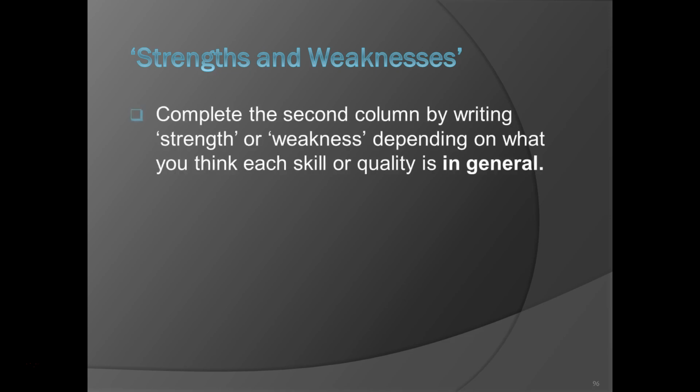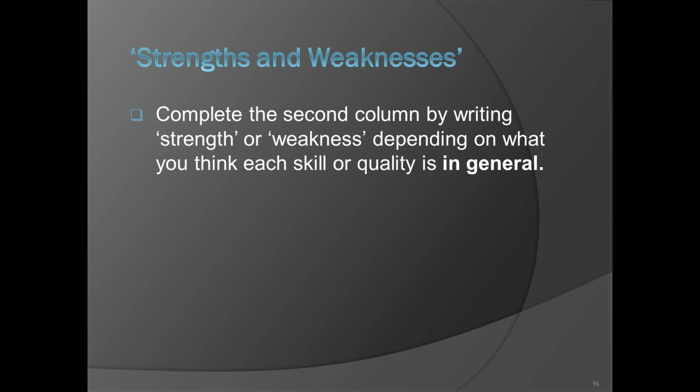Now in that column, you write down whether you think this is a strength or weakness in general. For example, I think good timekeeping, I think most people would agree that in general, for everybody, that is a strength. Whether you've got it or not is not what the second column is all about, it's whether you think it's a strength or weakness. I would say always swearing is a weakness, etc. So fill in the second column there with whether you think the skill or quality in the first column is generally a strength or a weakness for people.